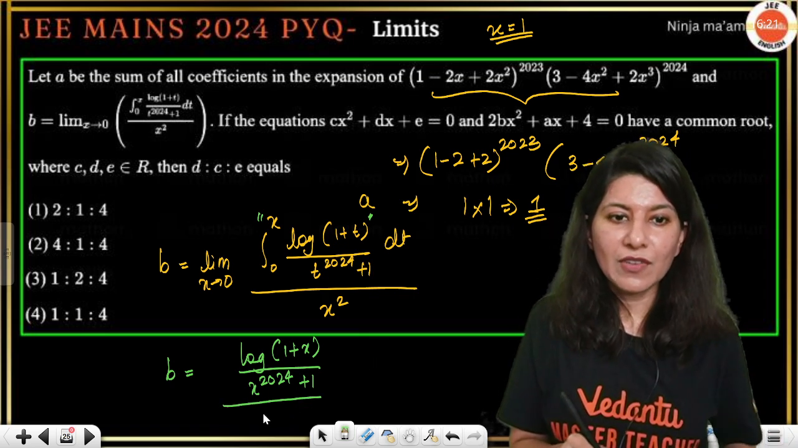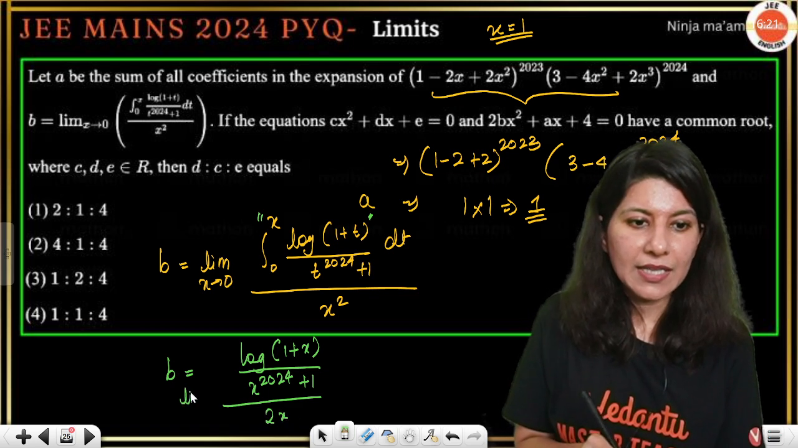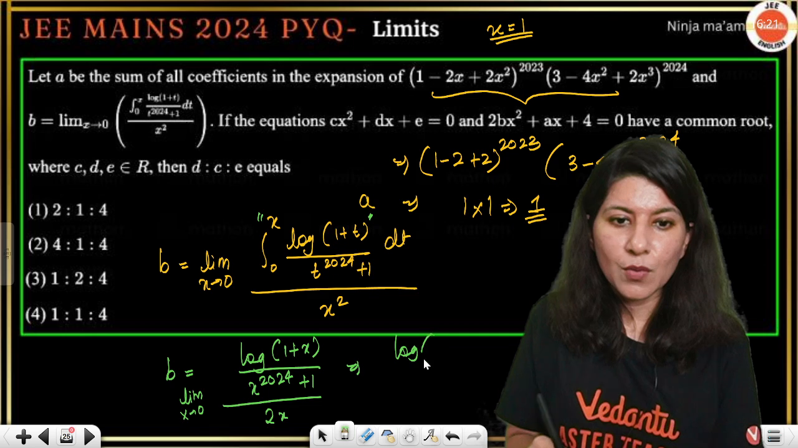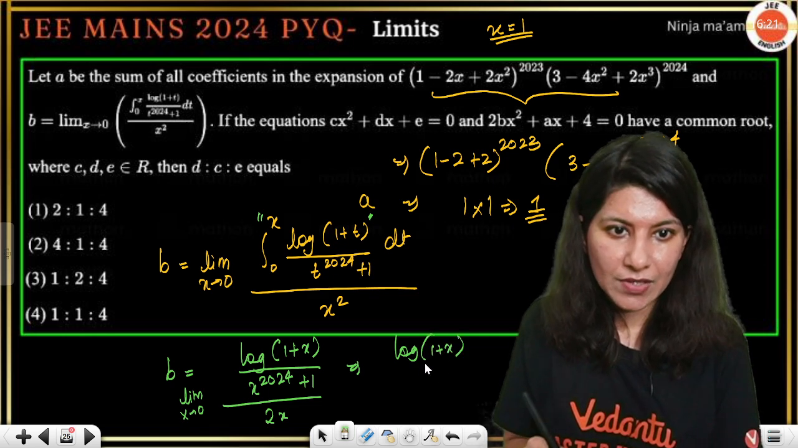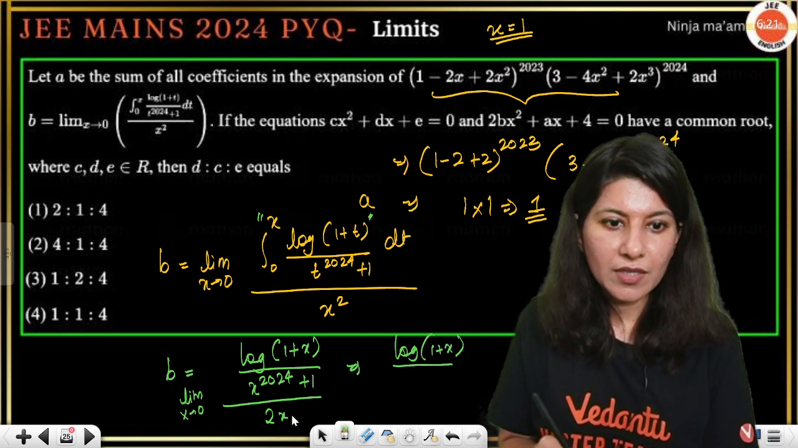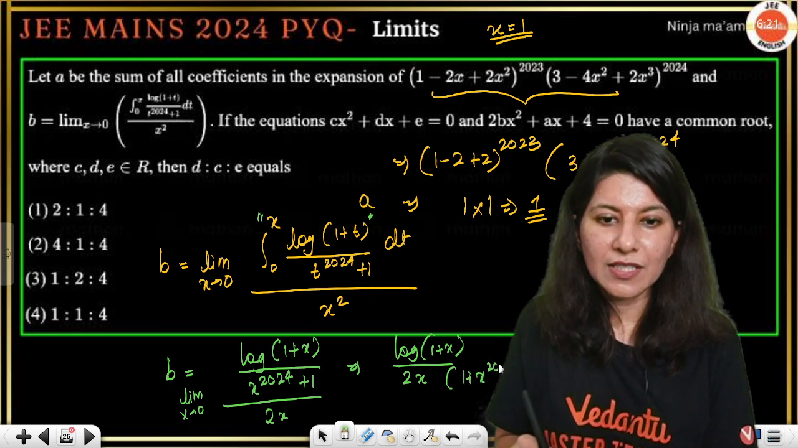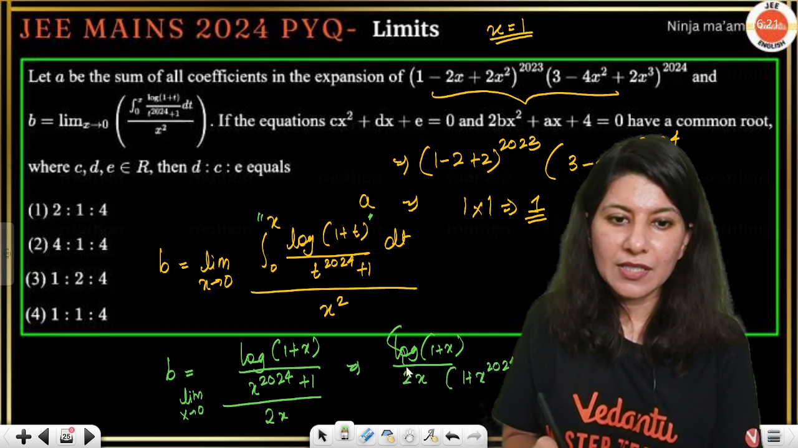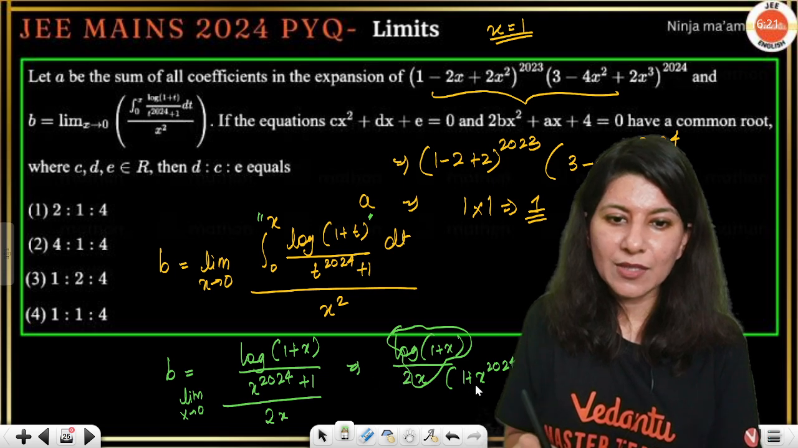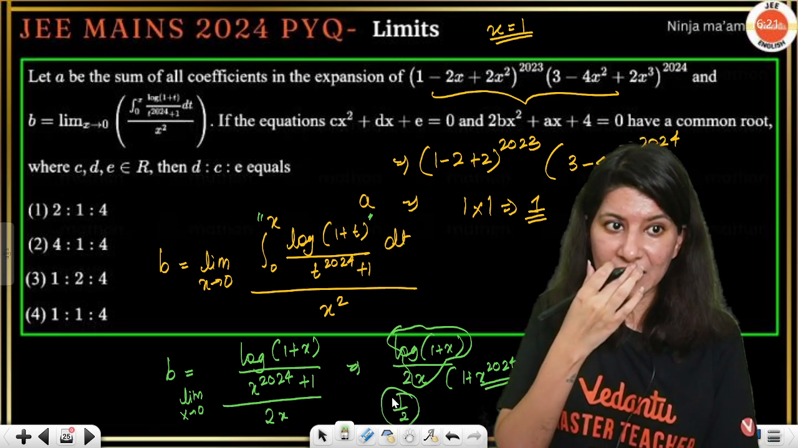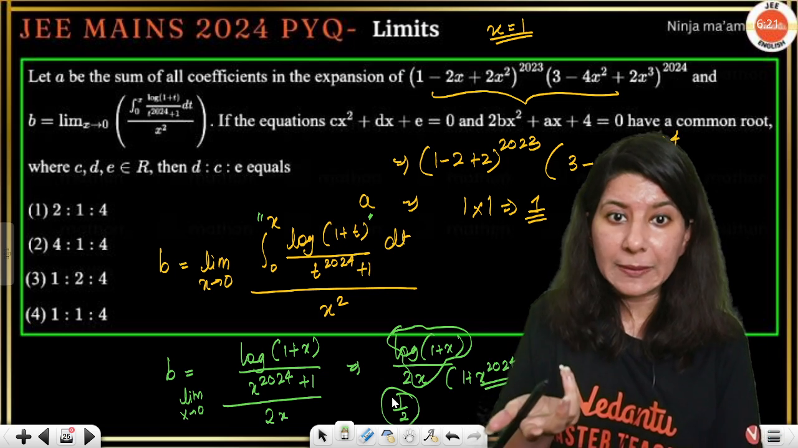Upon the derivative of x square, which is 2x. Limit x tends to 0. Okay. So now log of 1 plus x upon, so this is 2x and this is (1 plus x) raised to power 2024. So this will become 1. If you put x equal to 0, this is gone. So 1 by 2 is the value of b. So you've got a, you've got b.